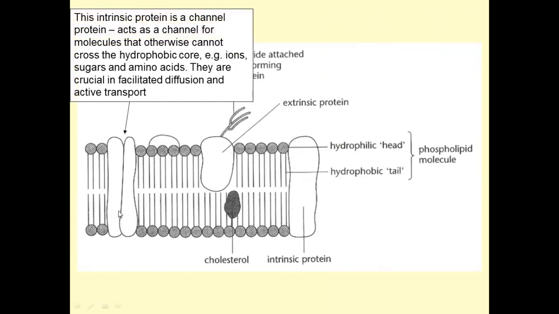This here is an intrinsic protein, and this one is a channel protein. It acts as a channel for molecules that otherwise cannot cross the hydrophobic core, and we'll think about that more in the next video. But for example, ions and sugars and amino acids cannot cross this hydrophobic core. These channel proteins are going to be crucial in facilitated diffusion and in active transport.